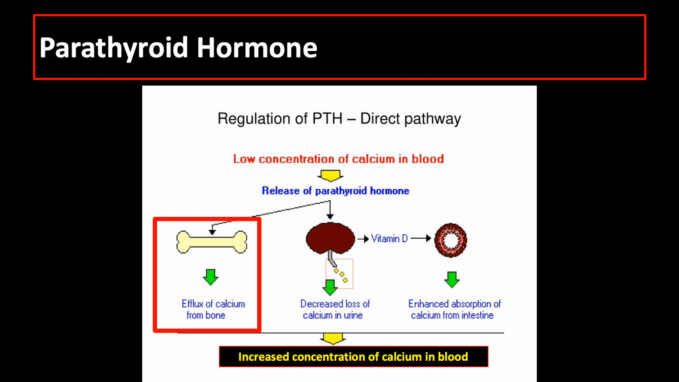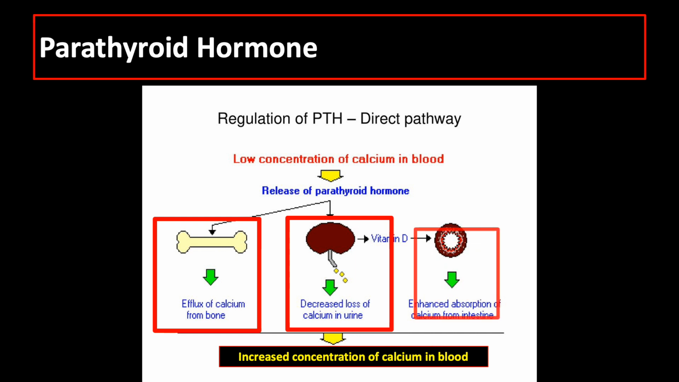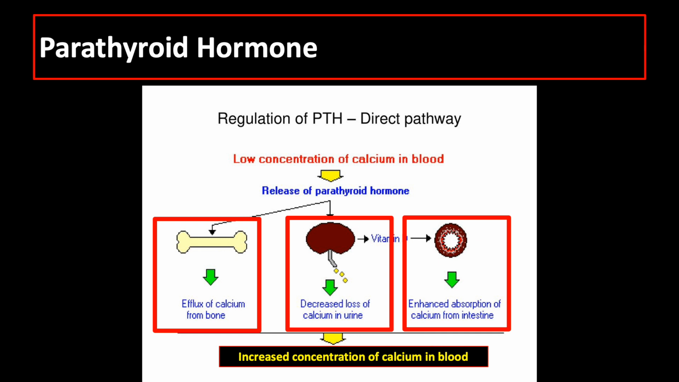In the distal convoluted tubules of the renal cortex, parathyroid hormone stimulates calcium reabsorption while inhibiting phosphate reabsorption. So parathyroid hormone increases calcium level and decreases phosphate level. And parathyroid hormone indirectly increases calcium reabsorption in the small intestine by stimulating vitamin D activation.